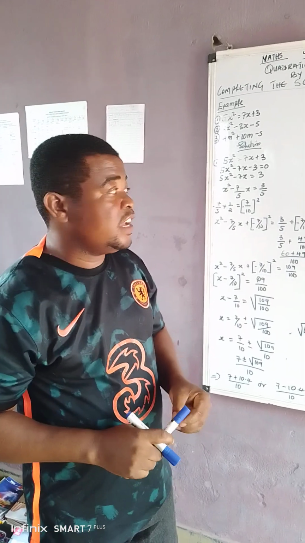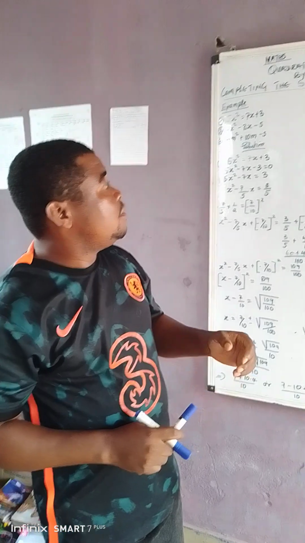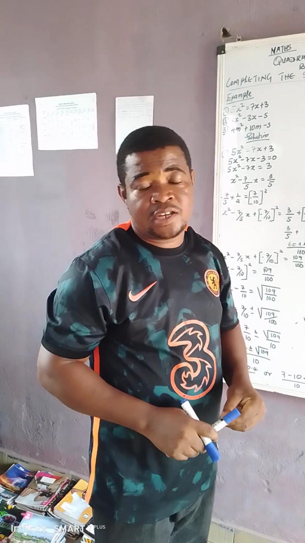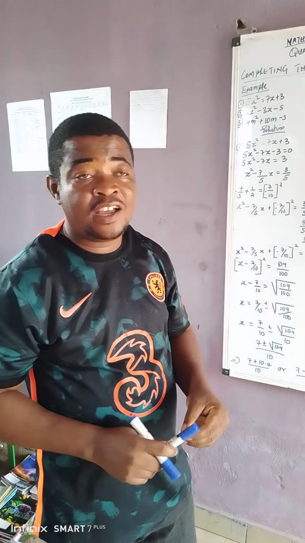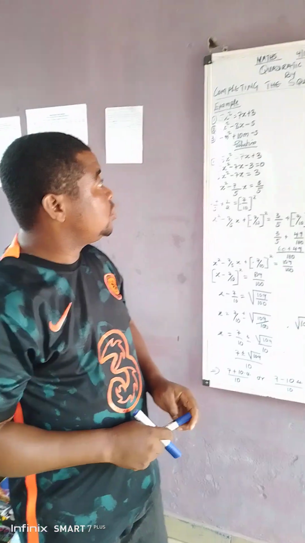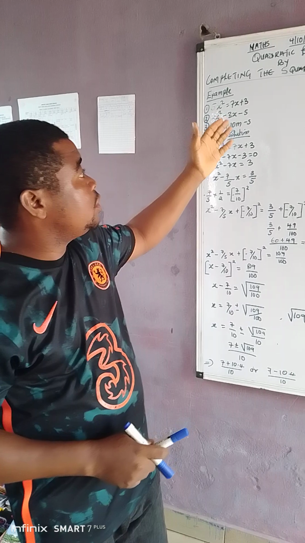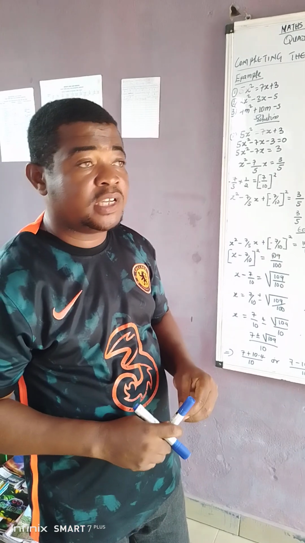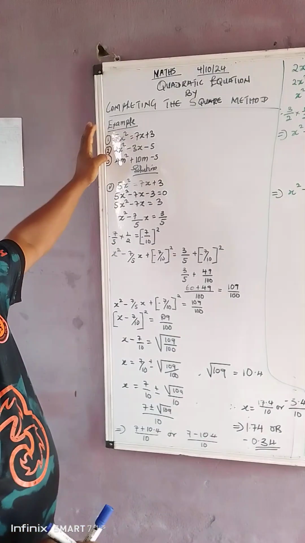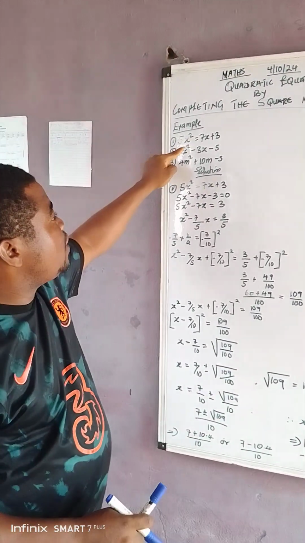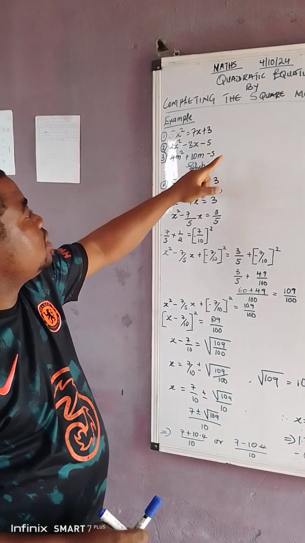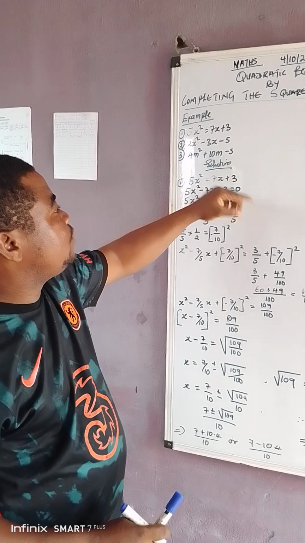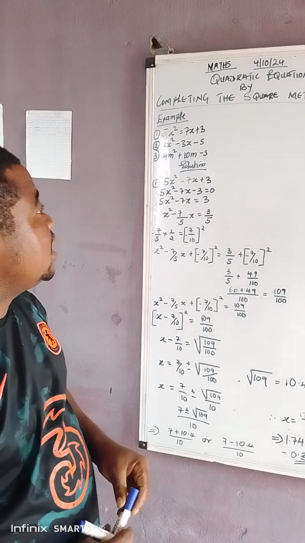The other day, I made a video of a factorization method of solving quadratic equations where I solved about two problems and I asked my followers to solve the other problem. Today, I want to still teach the same quadratic equation, but this time using the completing the square method to solve the same problems. Like you see on the board, we have three questions there: 5x squared equals 7x plus 3, 2x squared minus 3x minus 5, 4m squared plus 10m minus 5. These are three very good quadratic equations.